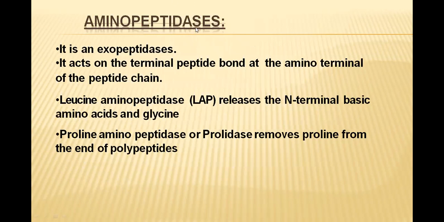So aminopeptidases are also exopeptidases. They act on terminal peptide bonds at the amino terminal end of the peptide chains. The leucine aminopeptidase enzyme is one example of these aminopeptidases. It is called LAP. This leucine aminopeptidase, or LAP, releases N-terminal basic amino acids and glycine.